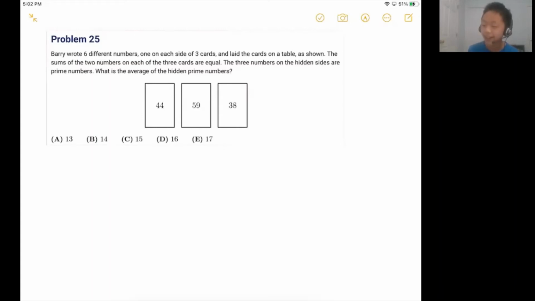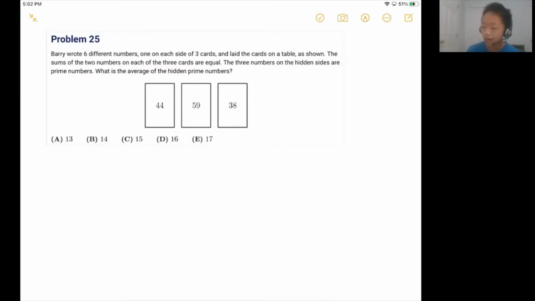So you have this guy and he wrote 6 numbers, and you know 3 of the numbers are 44, 59, and 38. And we know that the sums of the 2 numbers on each of the 3 cards are equal, and the 3 numbers on the hidden sides are prime numbers, and we want to know what is the average of these prime numbers.